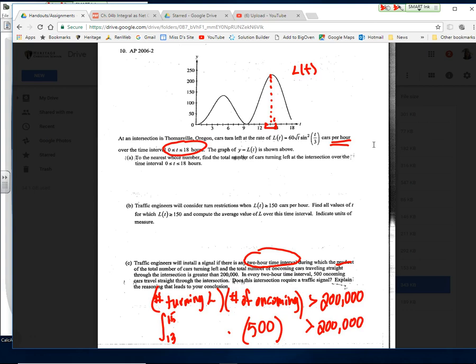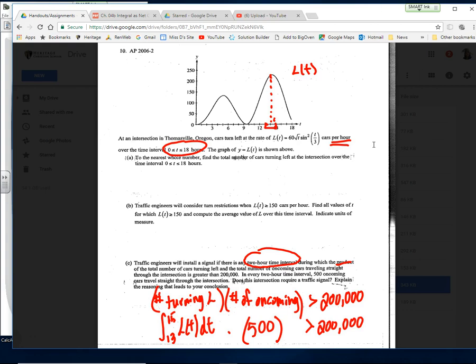13 to 15 of my L of t dt. Guess what happens? It ends up being greater. Meaning, yes. And you can say something to the effect of the rate at which the cars are turning fastest occurs around 14. So then taking the integral from 13 to 15 of L of t dt times 500 will be greater than 200,000. They have to install a light. Done. They have to install a light.